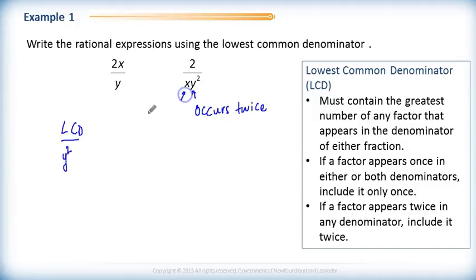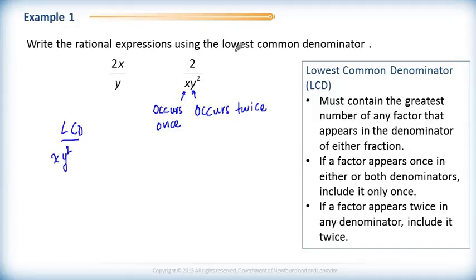Now the x occurs once there. It doesn't occur at all in the other one. So it only gets included once in our LCD. And I like to put my variables in alphabetical order, so I'll have xy squared as my LCD.